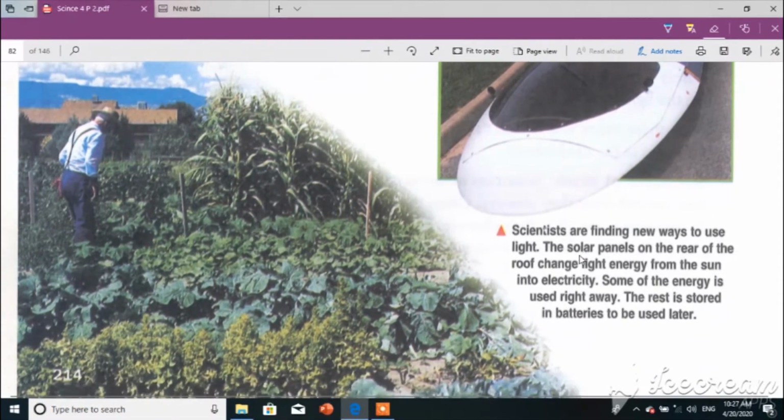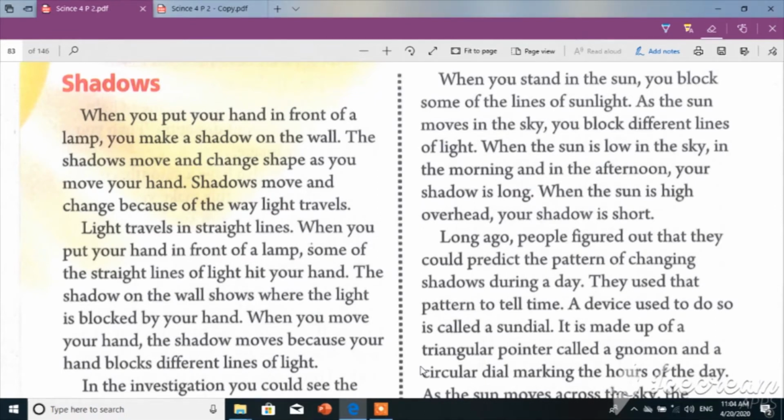Okay, let's go to the next page. Shadows. When you put your hand in front of a lamp, you make a shadow on the wall. The shadows move and change shape as you move your hand. Shadows move and change because of the way light travels. Light travels in straight lines. It's a very important point. Please memorize this point. Light travels in straight lines.